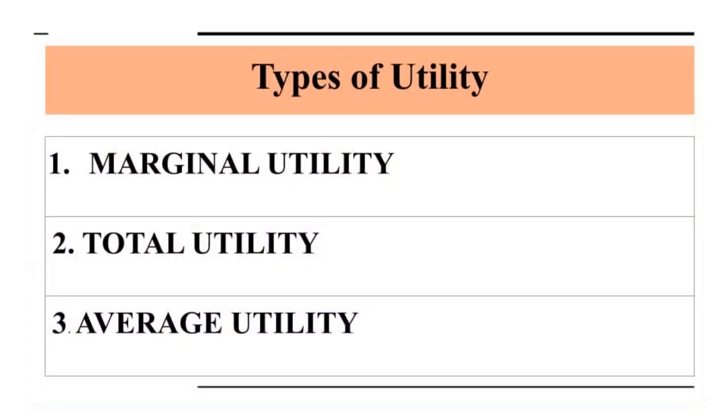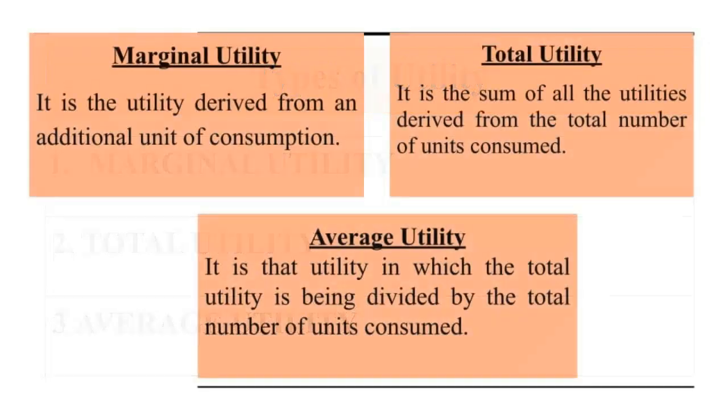Types of utility. There are mainly three types of utility. First is marginal utility, second, total utility, and third is average utility. We will see the definitions and meaning of all these utilities further. The first one is marginal utility. The word marginal refers to addition of a single unit. So marginal utility is the utility derived from an additional unit of consumption.